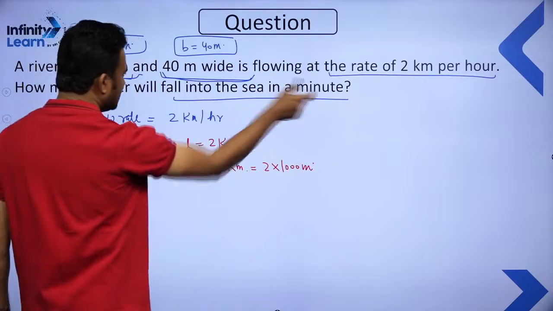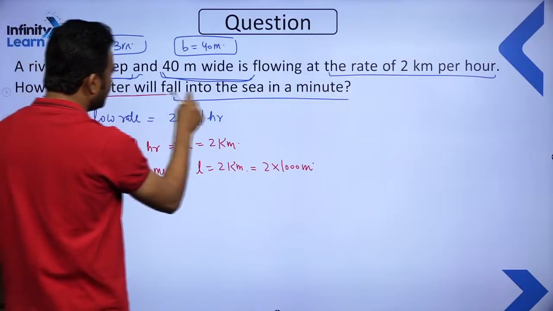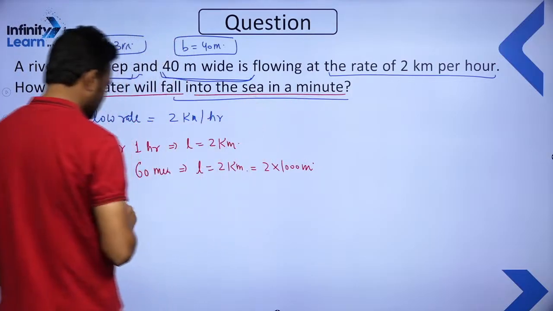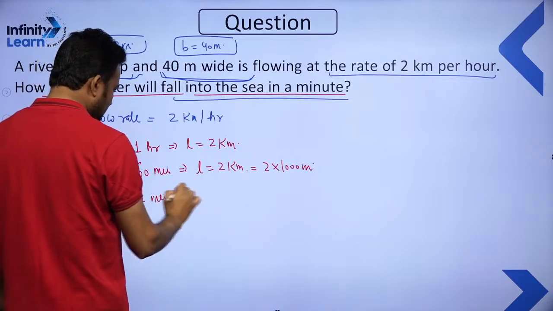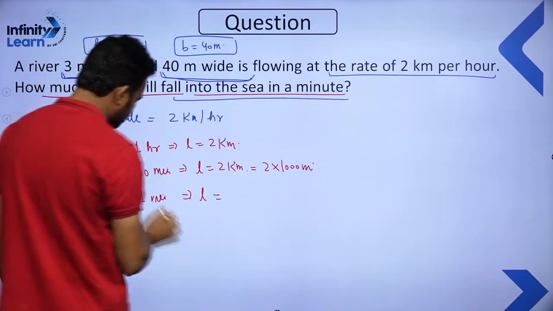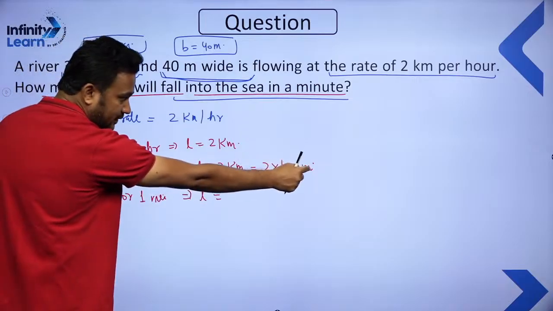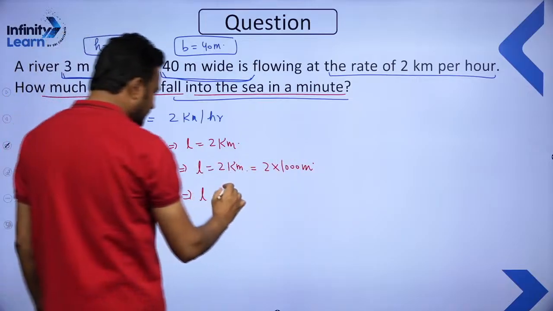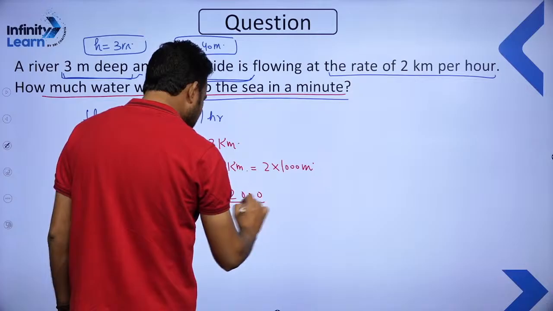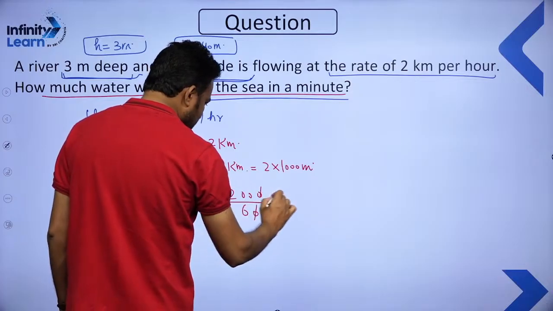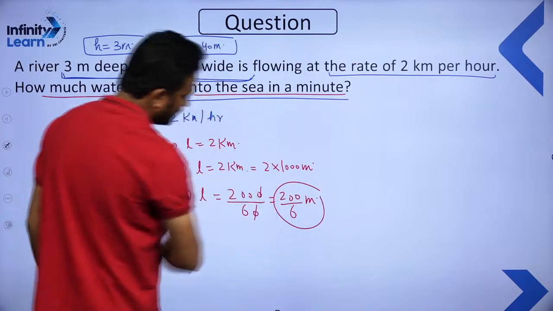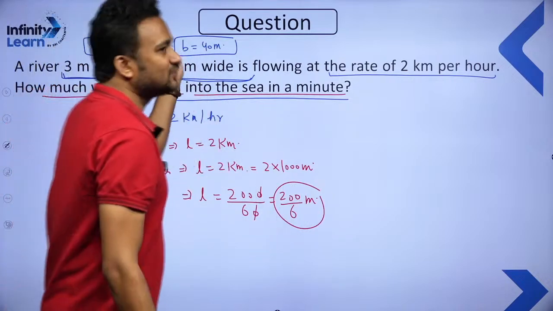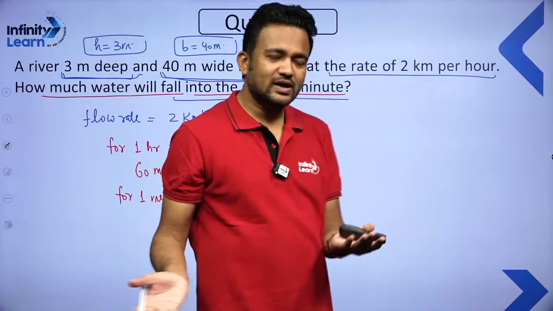But the question is how much water will fall in the sea in 1 minute. So let us find for 1 minute. For 60 minutes the length is 2000 meter, so for 1 minute it will be 2000 divided by 60. So this will be 200 by 6 meter. So the length is known, breadth is known, height is known. You can find the amount of water flow.